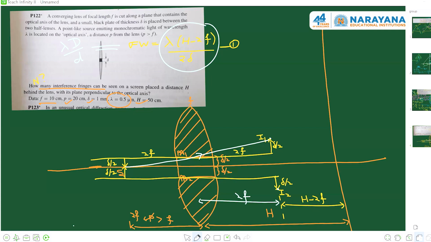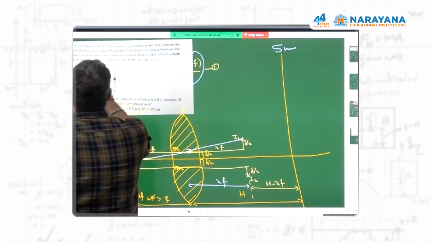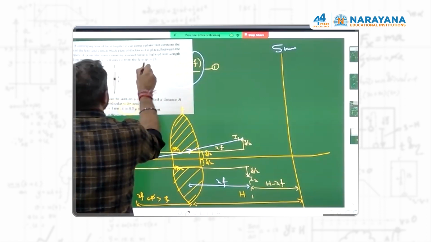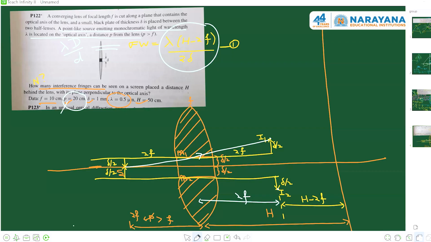Right? Sir, in the question, the object distance is not given. It is just given as a distance P. Then how are we taking it as 2F? It is given, na? Read it. A point like source emitting monochromatic light of wavelength is located on the optical axis at a distance of P. And the value of P is given, na, 20 centimeter, which is twice of F. Oh, okay. Sorry, my bad.